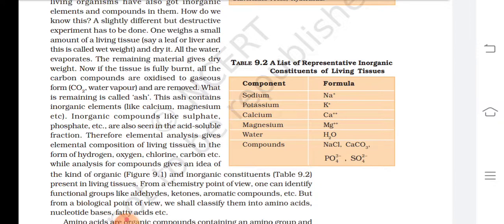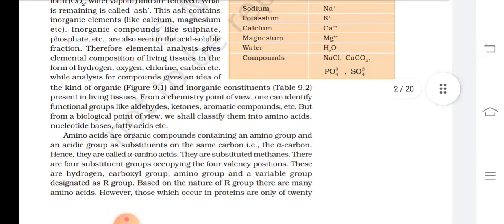From a chemistry point of view, one can identify functional groups like aldehyde, ketone, and aromatic compounds, etc. But from a biological point of view, we shall classify them into amino acids, nucleotide bases, and fatty acids, etc. Amino acids are organic compounds containing an amino group and an acidic group as substituents on the same carbon, that is the alpha carbon. Hence, they are called alpha amino acids.